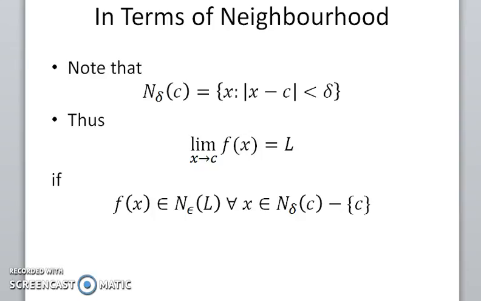Now we would like to look at this definition from another perspective. Note that mod of x minus C less than delta can be described as the set, the delta neighborhood of C. And now the definition transforms to: f of x belongs to the epsilon neighborhood of L whenever x belongs to the delta neighborhood of C and x is not equal to C.